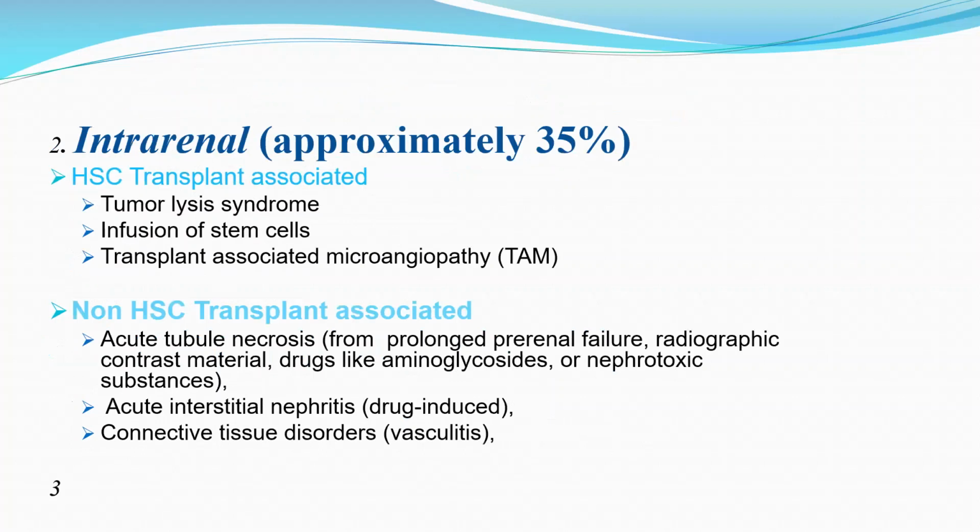Intrarenal causes of acute renal failure are approximately 35%, and these are also transplant associated and non-transplant associated. Transplant associated causes are tumor lysis syndrome, infusion of stem cells, and transplant associated microangiopathy. In non-transplant associated, there are acute tubular necrosis, acute interstitial nephritis, and connective tissue disorder.